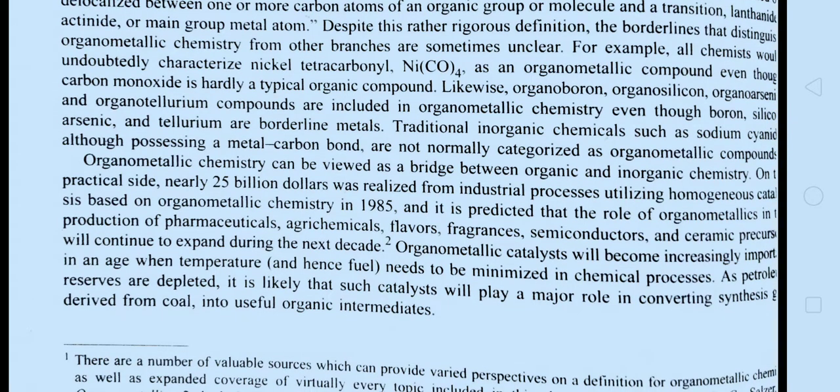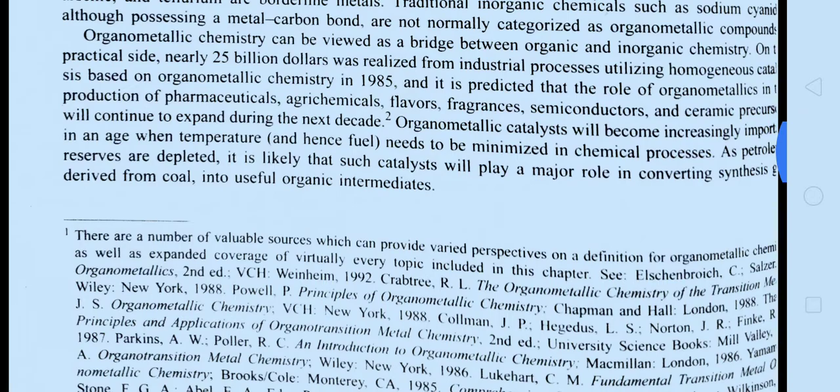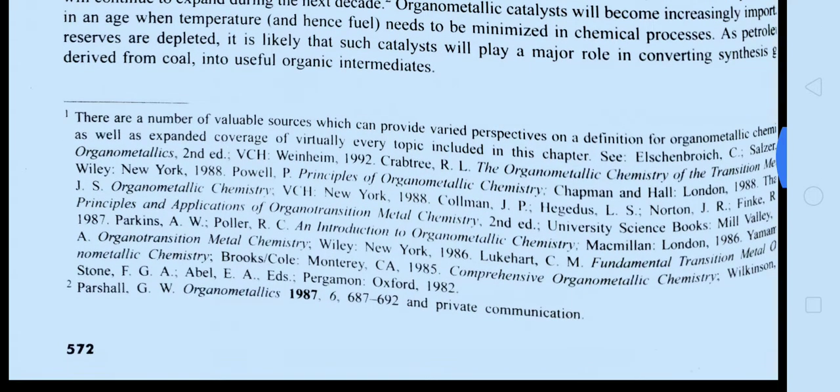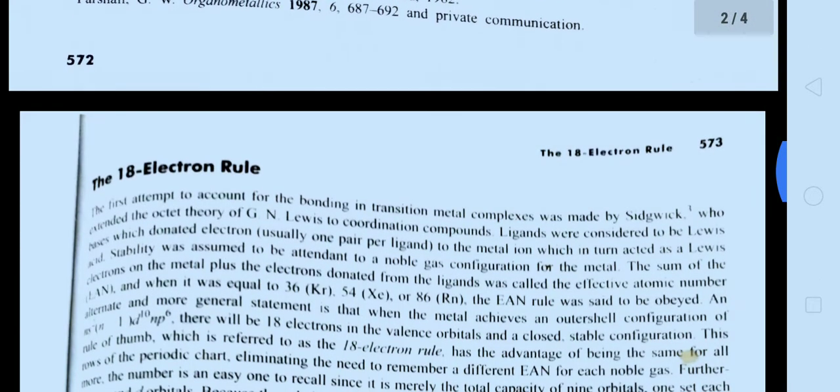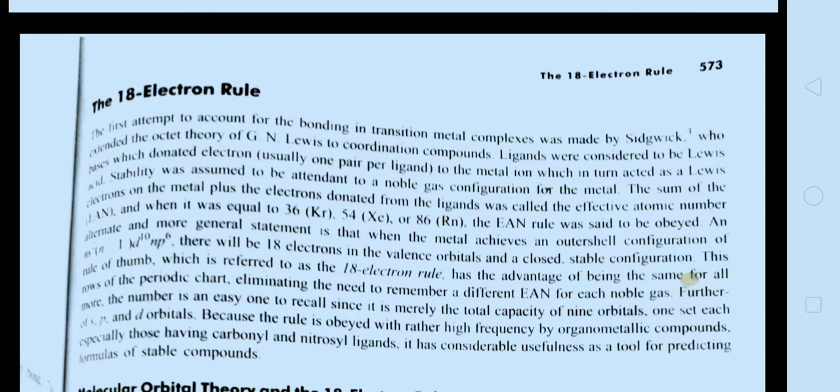Here organometallic chemistry can be viewed as a bridge between organic and inorganic chemistry. And there are several organometallic compounds reported. Next we are studying the 18 electron rule, which is an important rule in organometallic chemistry.